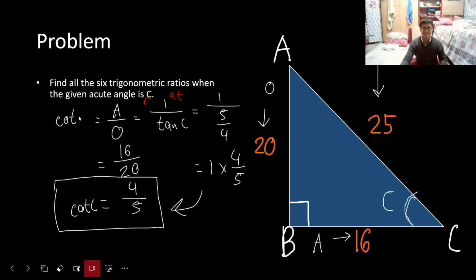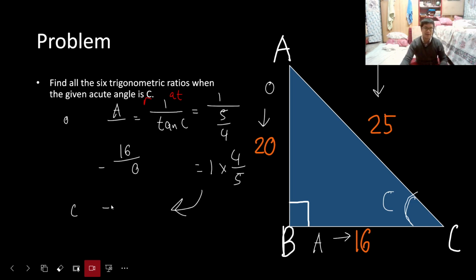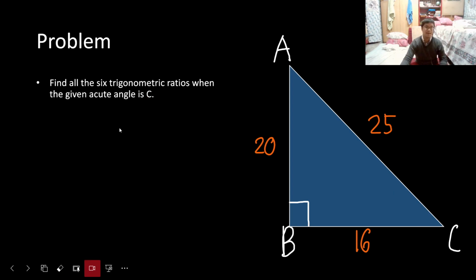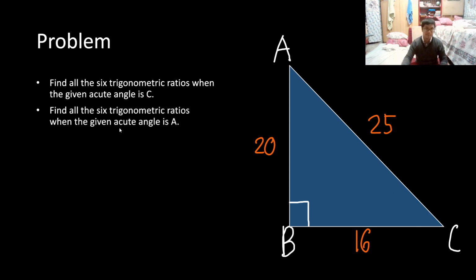But we're not done yet. We have another objective. We will find again all those 6 trigonometric ratios, but the acute angle is at A. So that means it's here. That is what we are going to use as our angle to find all of the 6 trigonometric ratios.